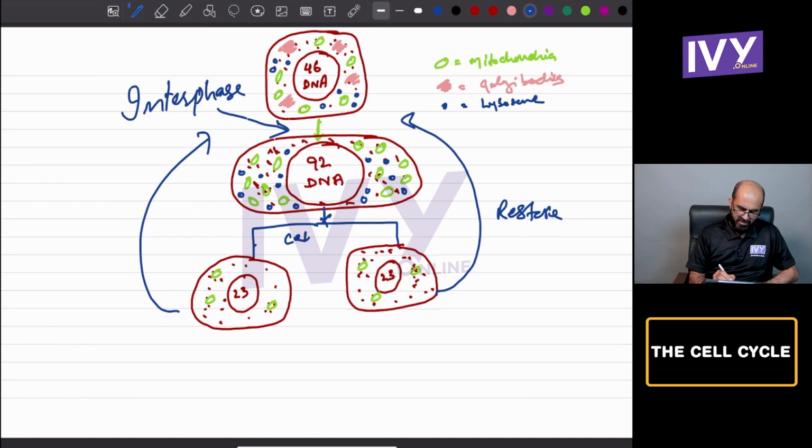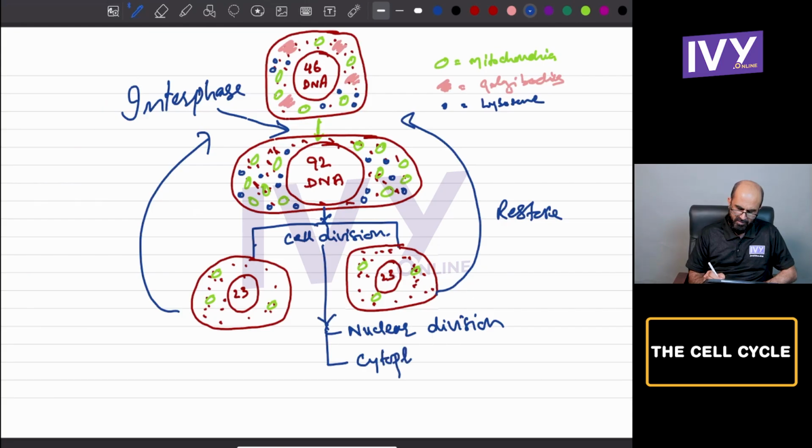cell division. When you talk about cell division, it means nuclear division, division of the nucleus, and the second one is called cytoplasmic division. Not only will the DNA be divided, but also the cytoplasm will be divided. So cytoplasmic division as well. Nuclear division is called mitosis, and cytoplasmic division is called cytokinesis.